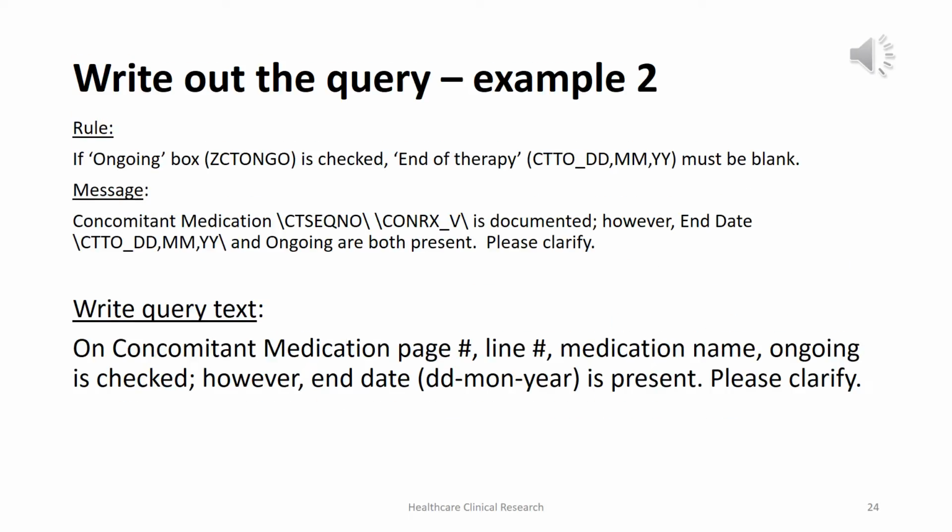So in our second example, here's how we're going to write out our query. You see the rule, you see the message that pulled in. So here's our final text. On concomitant medication page, blank, line blank, we'll include the medication name. Ongoing is checked. However, end date of whatever that end date is, we're going to include that, is present. Please clarify. And that's it. They're going to indicate what the clarification is and they're going to fix it.